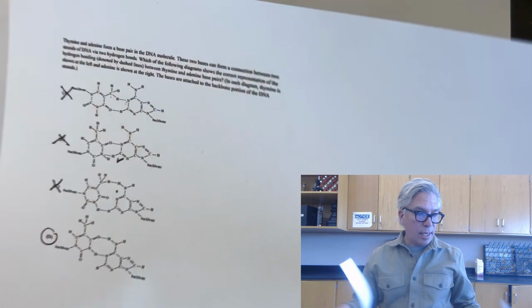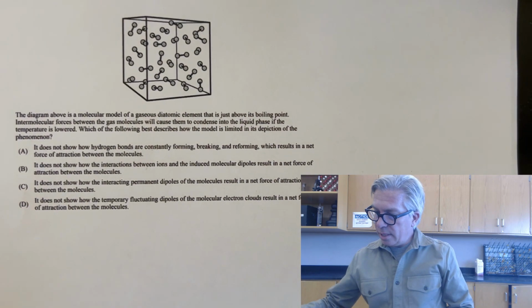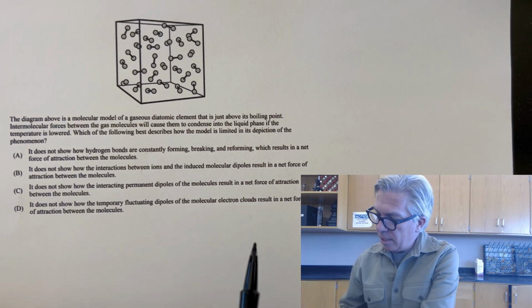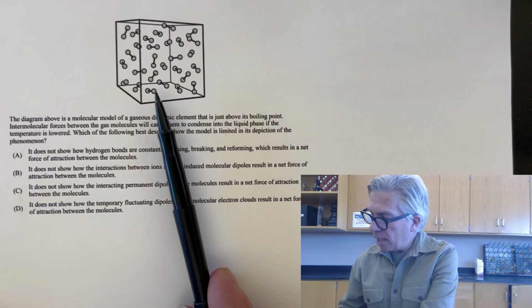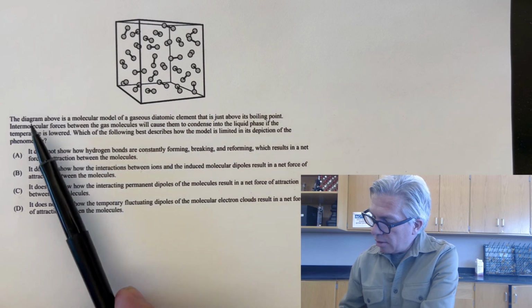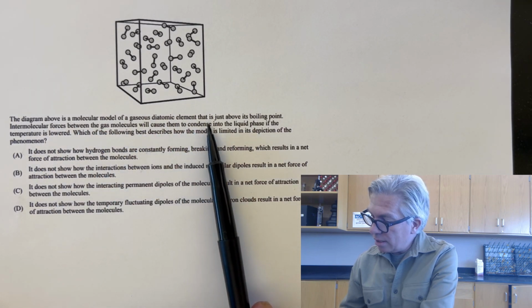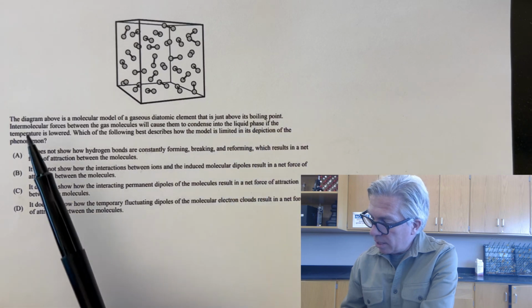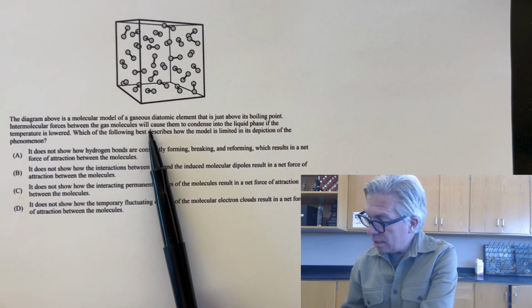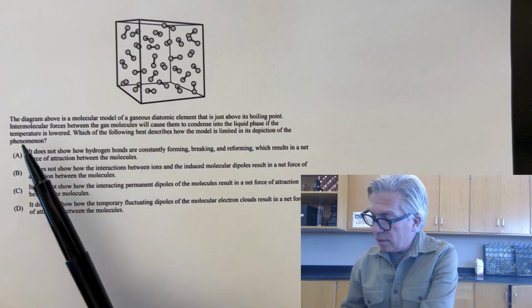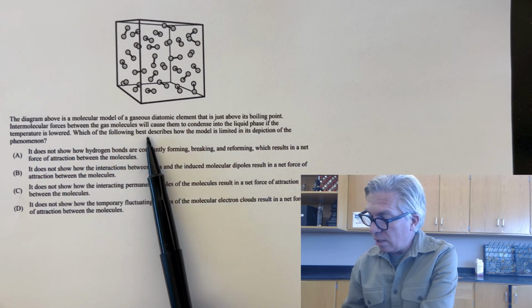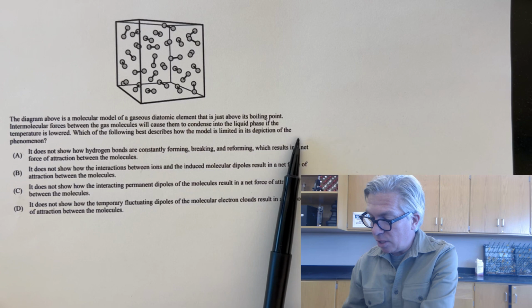Okay, great. And the last one I wanted to show to you was this one. We won't do a pause the video moment here, but here's a nice looking diagram of some diatomic molecules. The diagram above is a molecular model of a gaseous diatomic element that is just above its boiling point. Intermolecular forces between the gas molecules will cause them to condense into liquid phase if the temperature is lowered. Which of the following best describes how the model is limited in its depiction of this phenomenon?